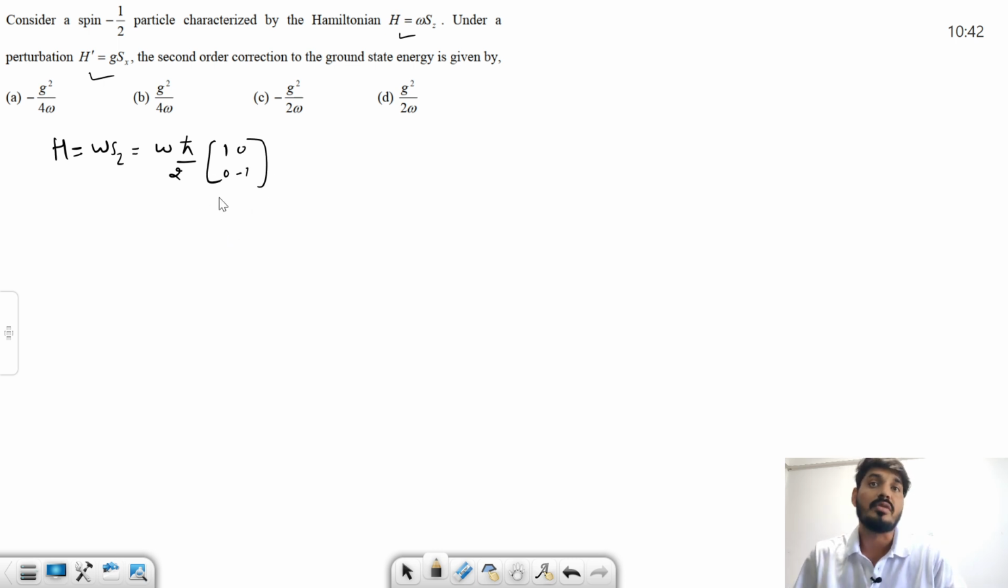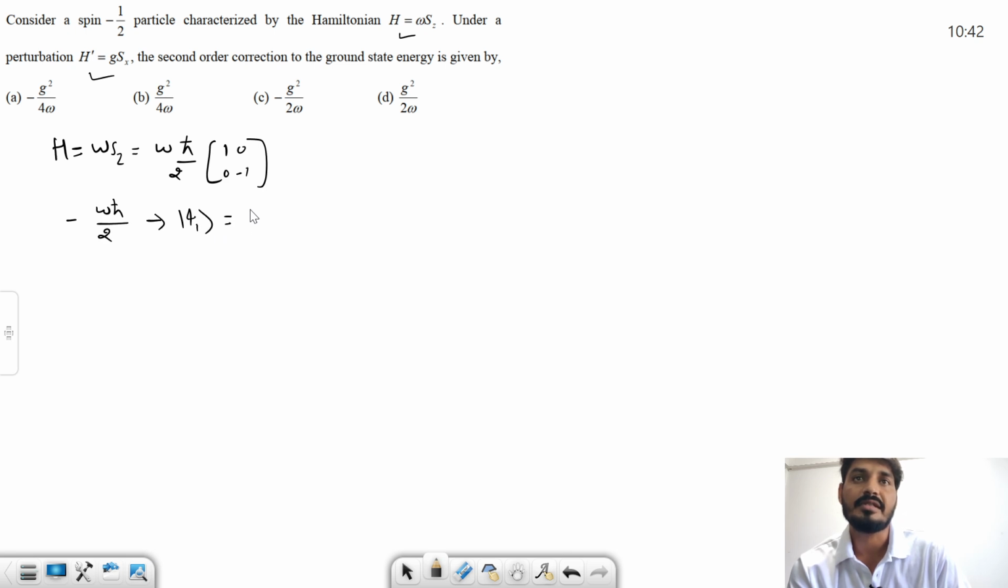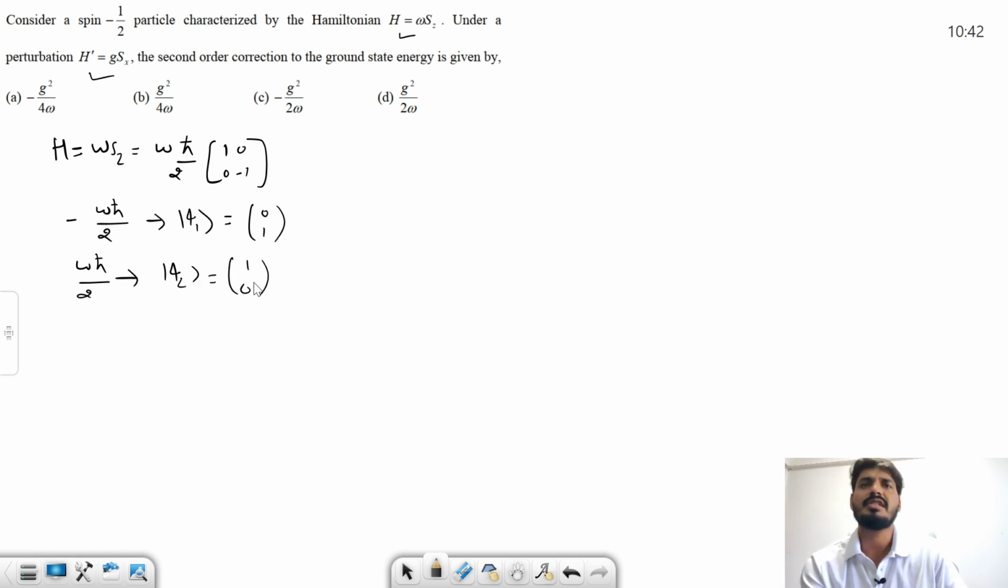ठीक है, when you solve this, you already know the eigenstates of this matrix, +1 and -1. यहां बाहर कांस्टेंट टर्म भी है, तो मैं क्या कह सकता हूं? There are two eigenvalues: minus omega ħ/2, and the corresponding wave function is 0 1, the ground state wave function, and then omega ħ/2, corresponding to which the wave function is phi 2, that is 1 0. This thing we already know about the Sz matrix.